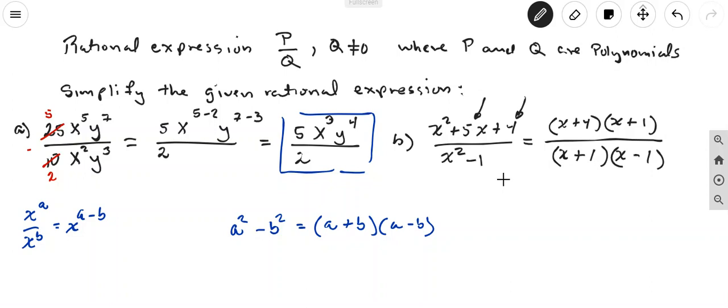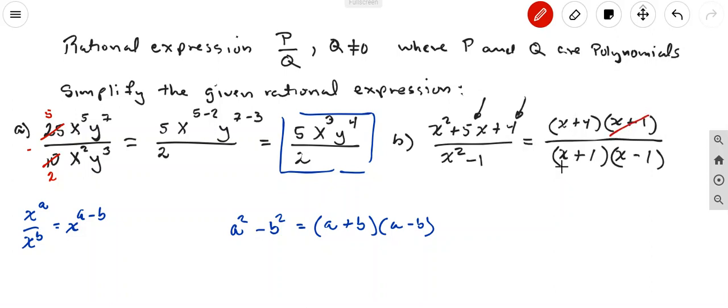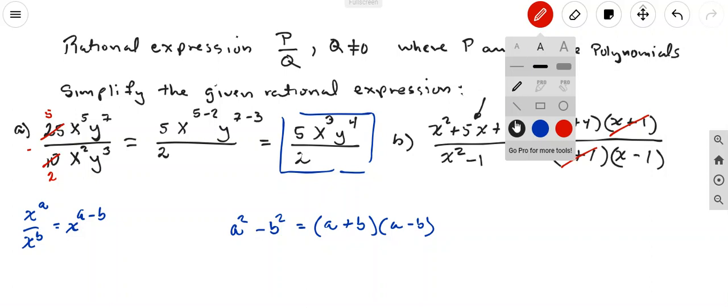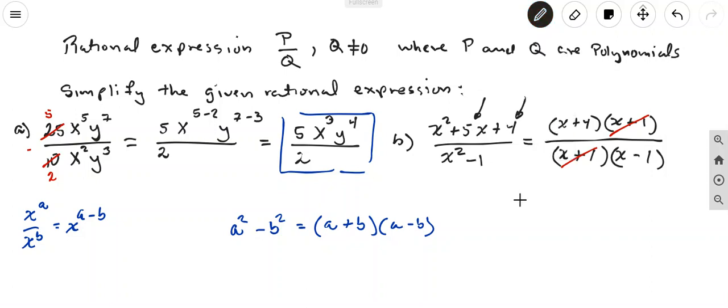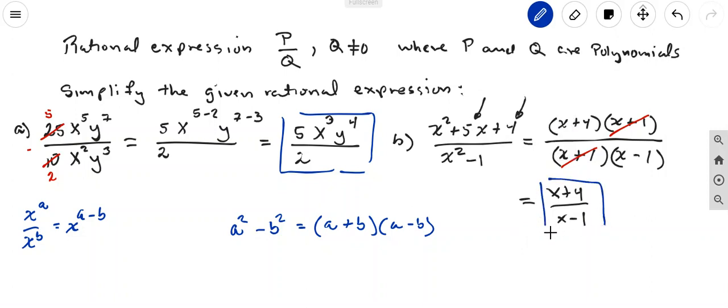What happens now? Now we're going to divide out the common factor. The common factor between the numerator and the denominator here is x plus 1. So we divide out x plus 1. And now we get that the result of simplifying the rational expression was x plus 4 over x minus 1. So this is the final expression that I get when I simplify the rational expression x squared plus 5x plus 4 over x squared minus 1.